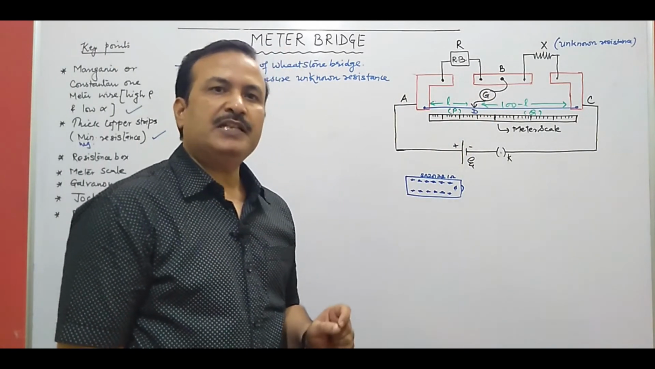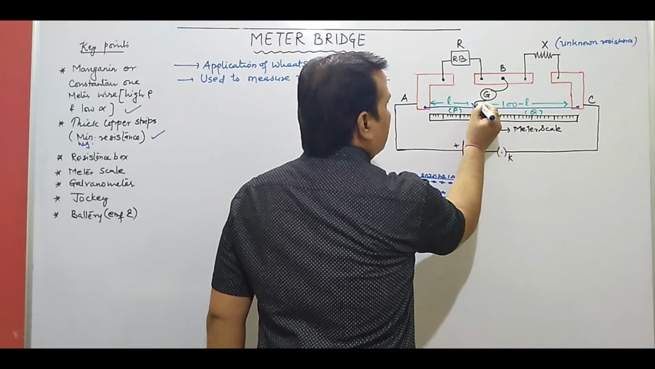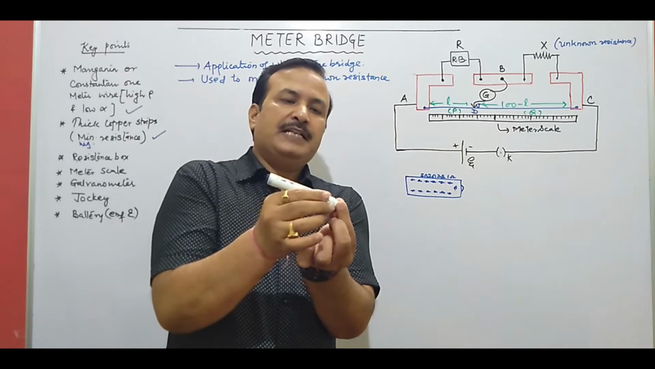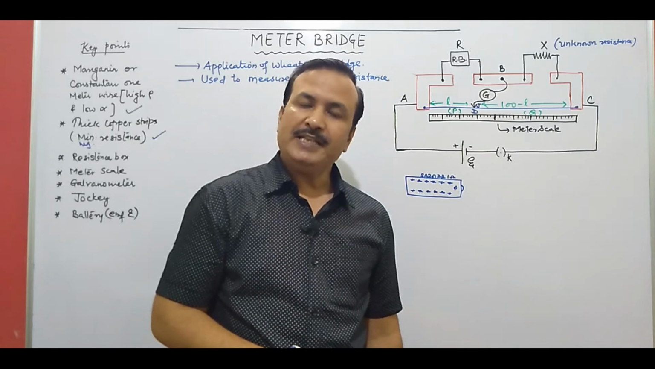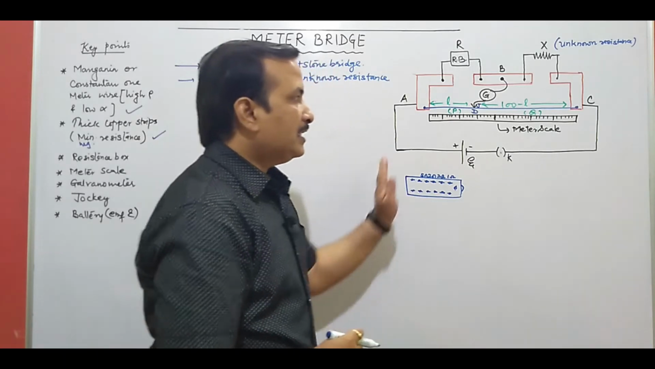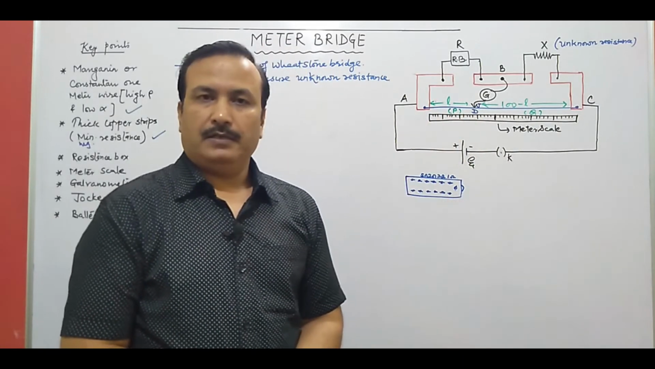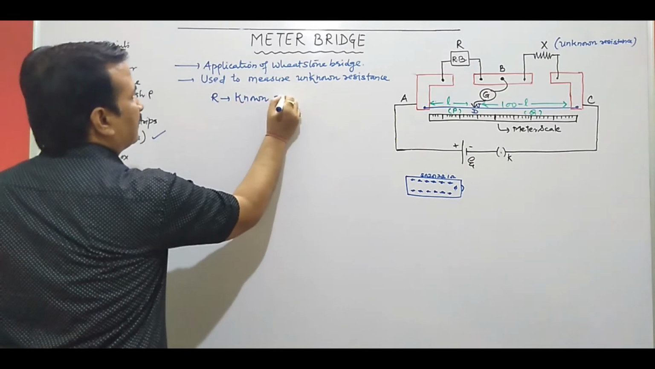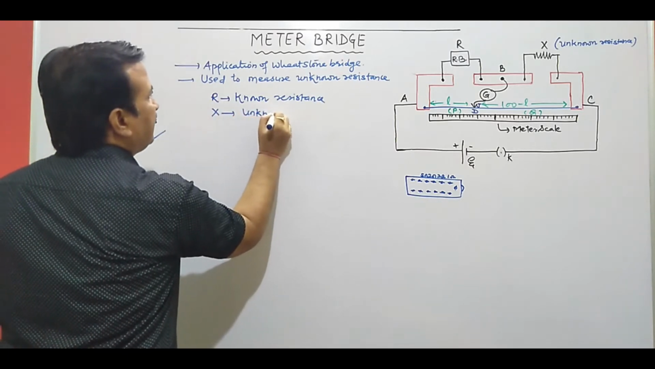The galvanometer is a device which is used to detect current. And here you see it is a jockey, J. The jockey is something like this only. One pointer is such that you can slide it on the wire to find out the null point. Null point means where the galvanometer gives no deflection. So this is the construction. We have used a meter scale also to see the length of the wire. This R is the known resistance and X is the unknown resistance which we need to calculate.